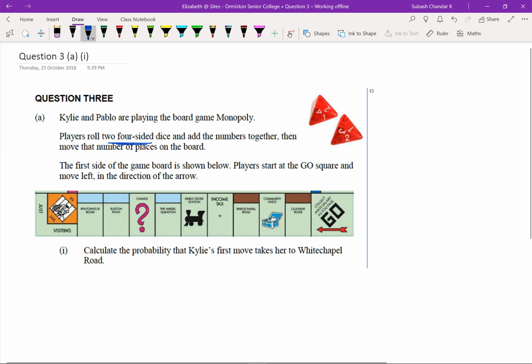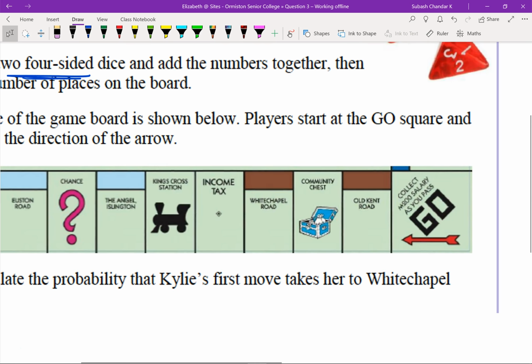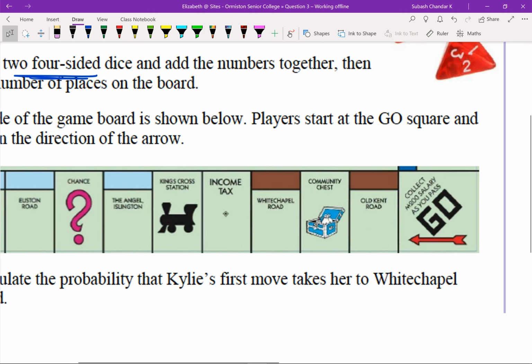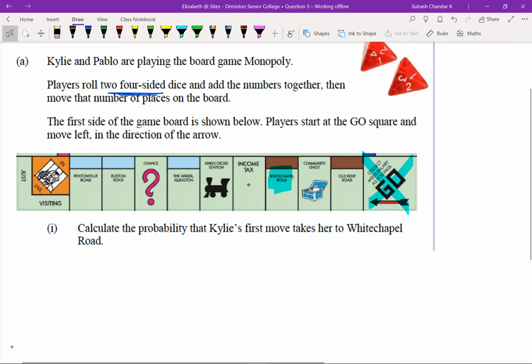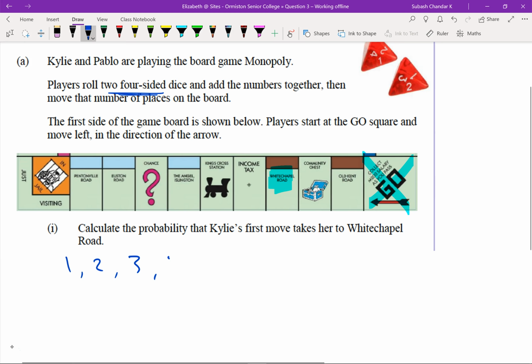So the first question: calculate the probability that Kylie's first move takes her to Whitechapel Road. Okay, so where's my Whitechapel Road? There. So here's Whitechapel Road. They're going to start at Go, there's our starting point, and we want to know what's the chance of getting to Whitechapel Road. So, two dice. On one of the dice, what are my possibilities? 1, 2, 3, or 4. So that's on dice number 1. On dice number 2, I could also get a 1, 2, 3, and 4.